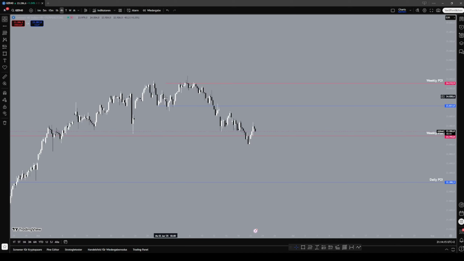You can see the price reversed, did go down again, did not make it through the zone, bounced back, did go down back again into the zone, and then bounced upwards. And you can see over here, if we are drawing the line a bit further to the left, that the price also reacted on this weekly POI.